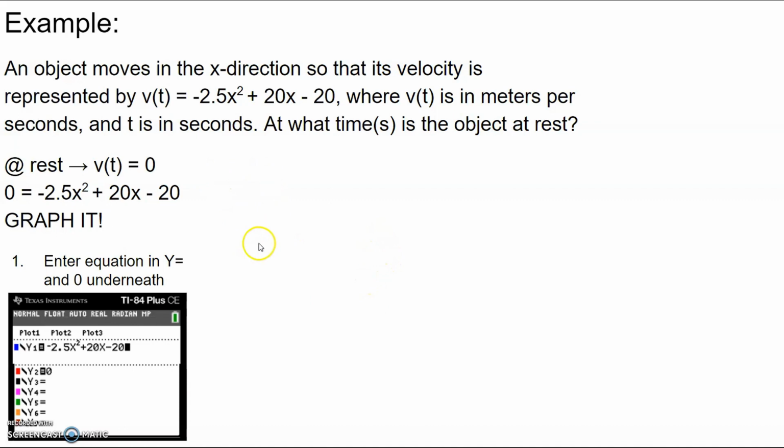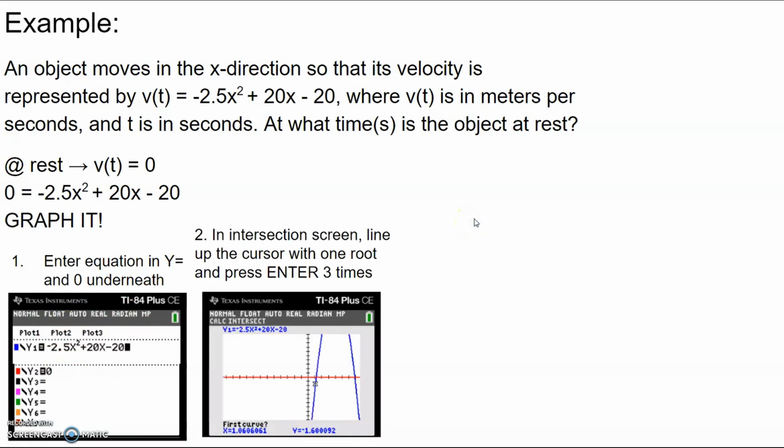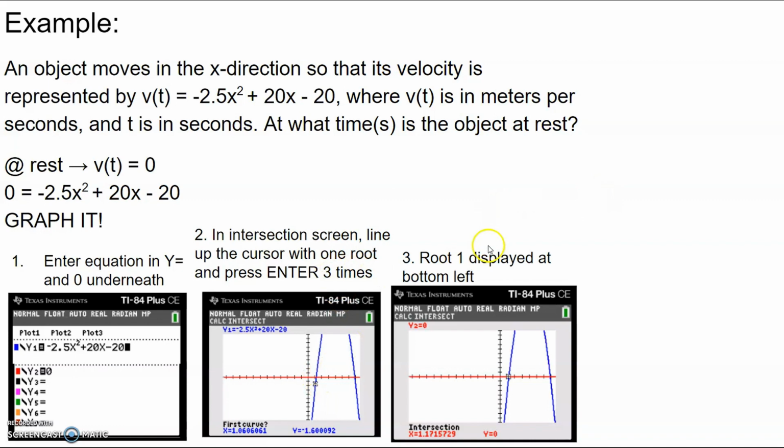So for starters, you graph your function in y1 in the y equals menu, and then don't forget the 0 for y2. Then after that, press the graph button, and then by going to the intersection screen, which you press second, then trace, and then 5, you line up this cursor right here using the arrow keys to get as close as possible to one of the roots. Then you press enter 3 times there, and then you get root 1 displayed at the bottom left. So that x value represents the first root right there.